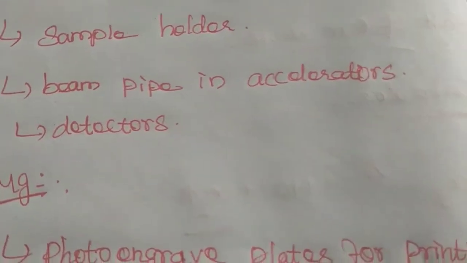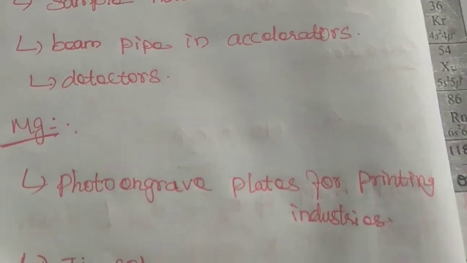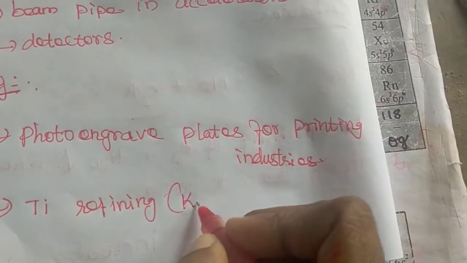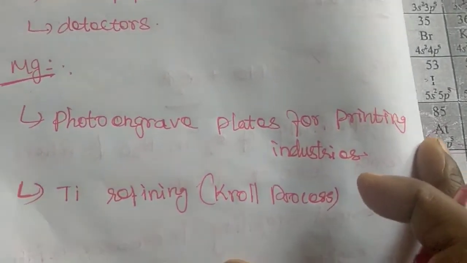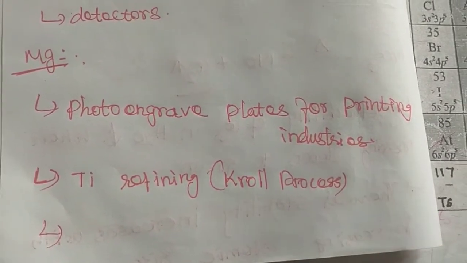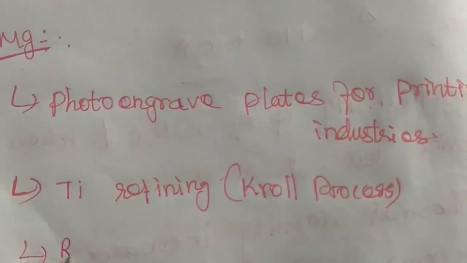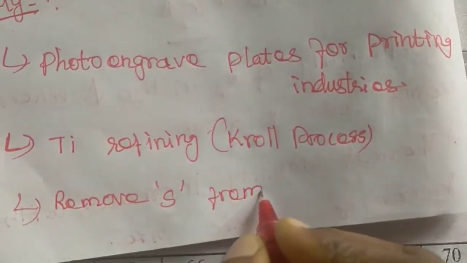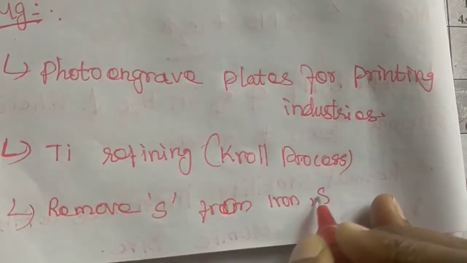For titanium refining, that process is known as the Kroll process. We use magnesium in the Kroll process. Third use, magnesium is used to remove sulfur from iron and steel.